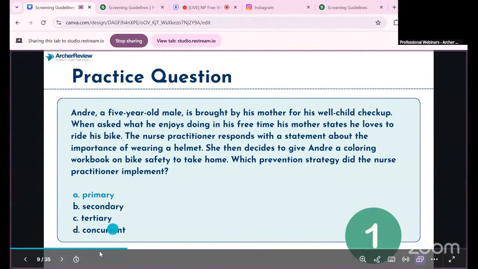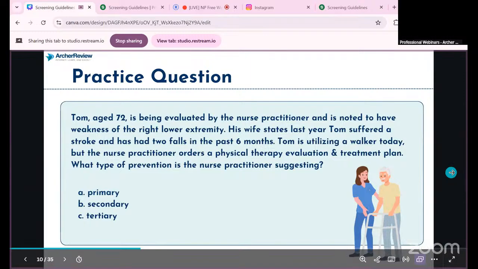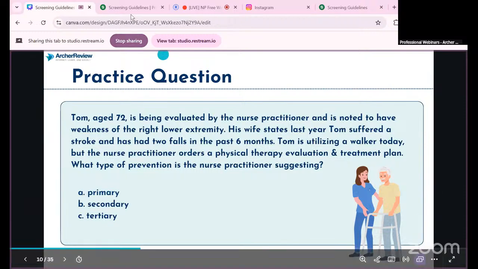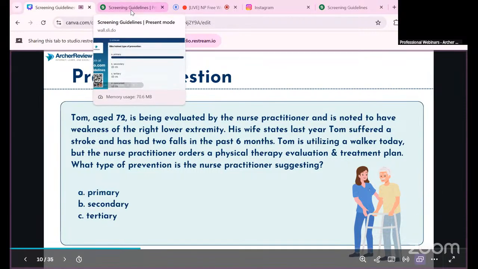So we talked about that primary. Tom, he's age 72, being evaluated by the nurse practitioner and is noted to have weakness of the right lower extremity. His wife states last year Tom suffered a stroke and has had 2 falls in the past 6 months. Tom is utilizing his walker today, but the nurse practitioner orders a physical therapy evaluation and treatment plan. What type of prevention is the nurse practitioner suggesting? So, primary, secondary, or tertiary?